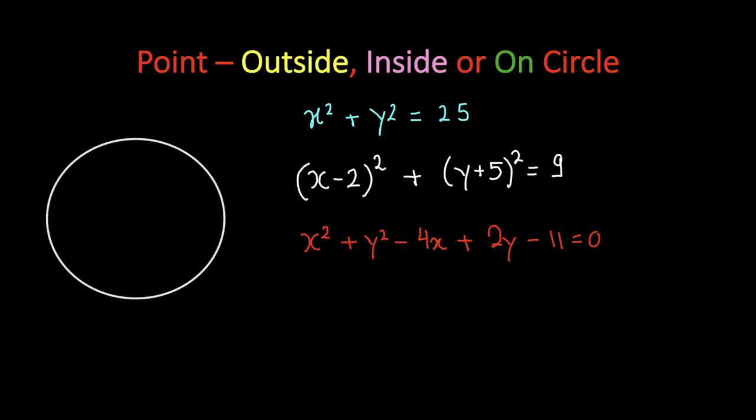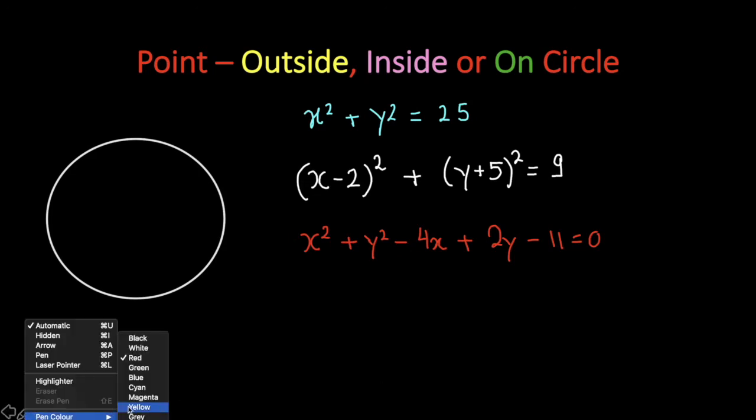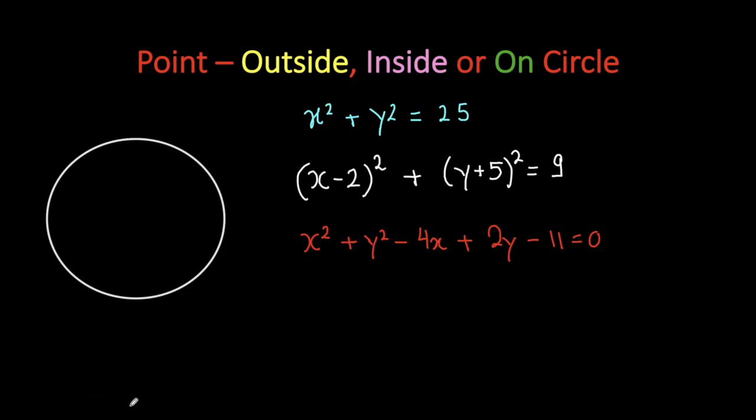So let's just start. Now we are going to talk about if the point is given and we have to identify whether it is inside, outside, or on the circle. Suppose this is a circle and there is a point, and we can say that this point is outside the circle. Let's say another point, this point is on the circle, and if there is a point inside, that is called a point inside the circle.